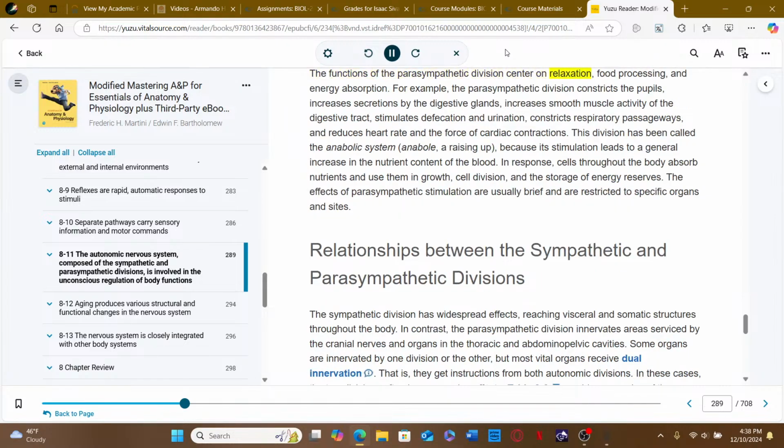General functions of the parasympathetic division. The functions of the parasympathetic division center on relaxation, food processing, and energy absorption. For example, the parasympathetic division constricts the pupils, increases secretions by the digestive glands, increases smooth muscle activity of the digestive tract, stimulates defecation and urination, constricts respiratory passageways, and reduces heart rate and the force of cardiac contractions.